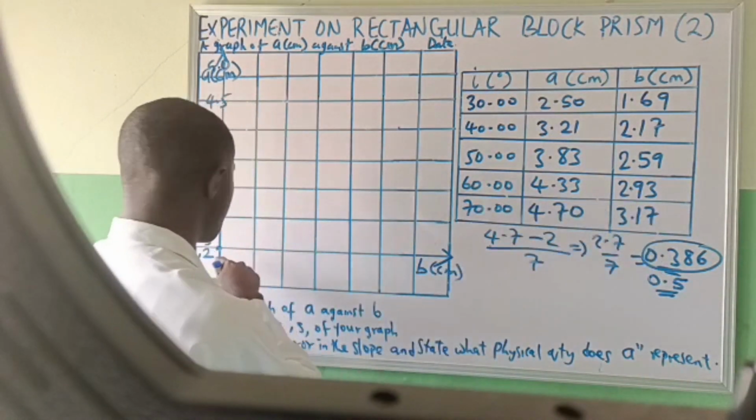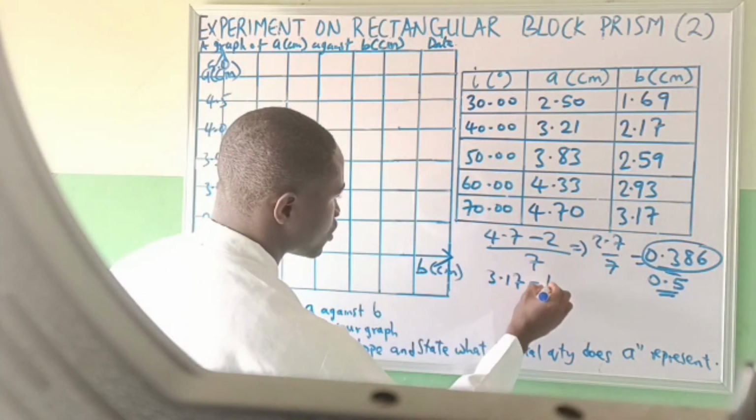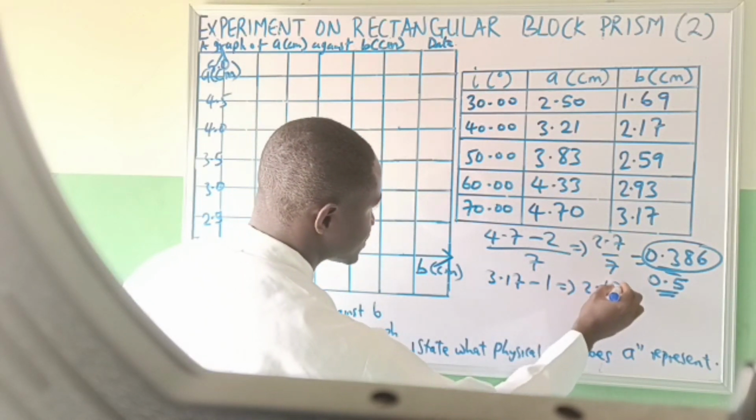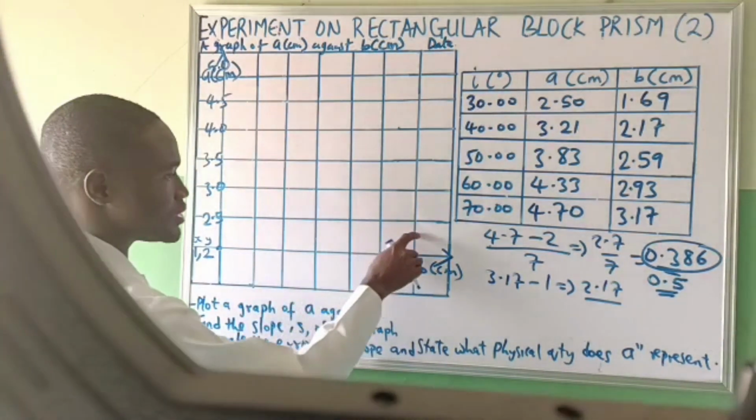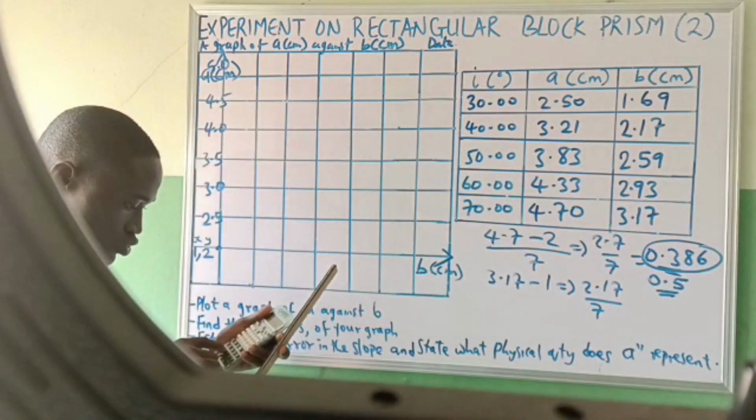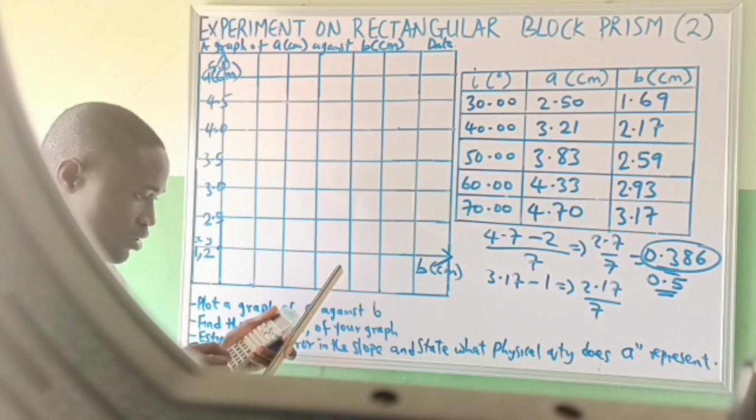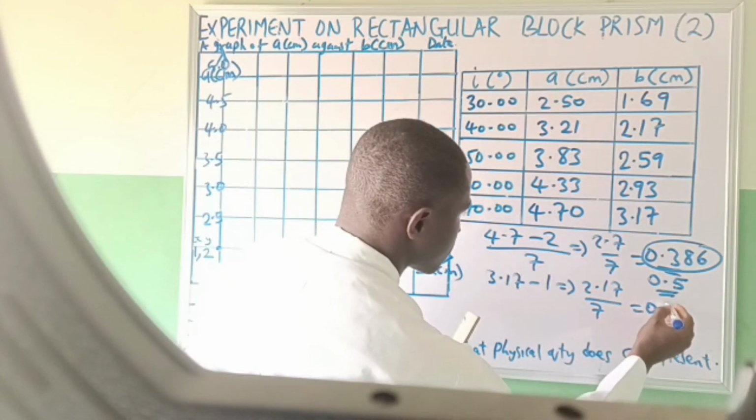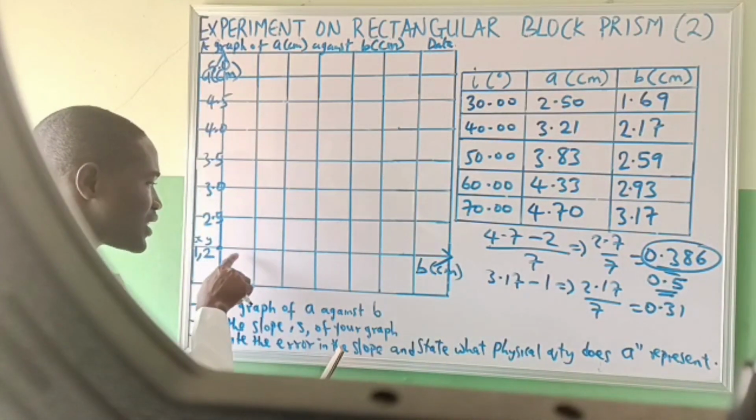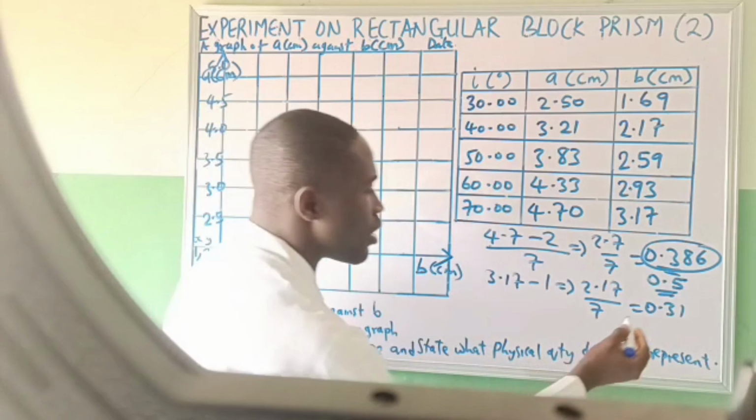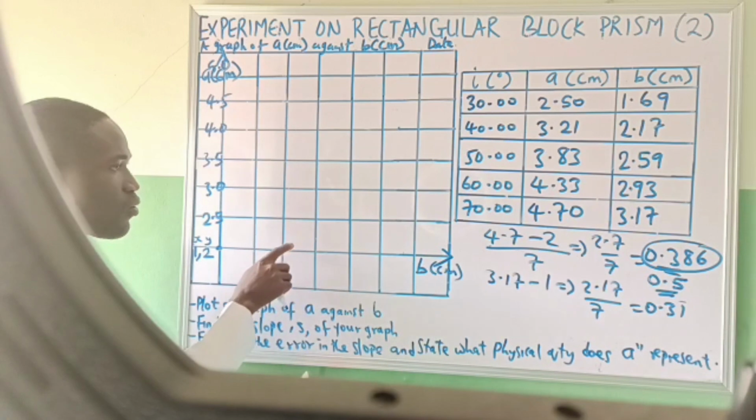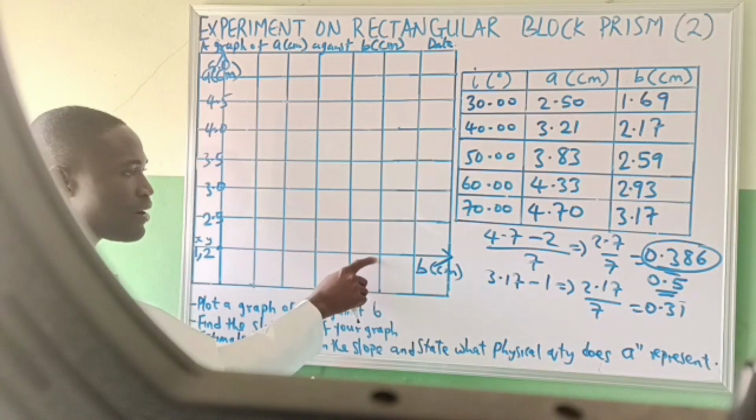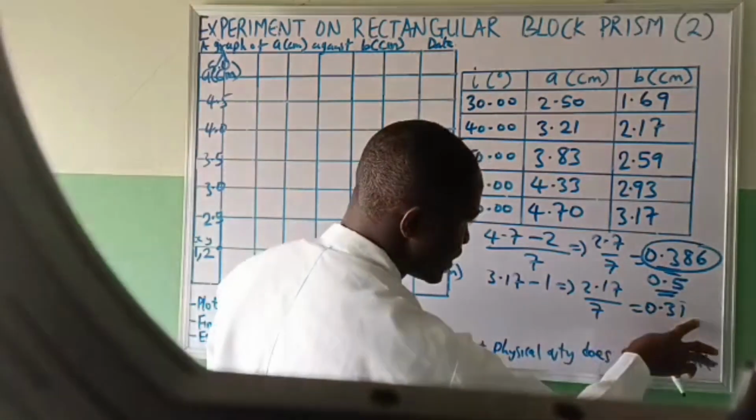Okay, 3.17 minus 1 will be giving me 2.17 all over 1, 2, 3, 4, 5, 6, 7 all over 7. 2.17 divided by 7, 0.31. Now, if I'm using 0.31, this 0.31 will be difficult for me to handle. 1.31, 2.31, 3.31, 4.31, 5.31. It might be very difficult for me because it is in 2 decimal places.